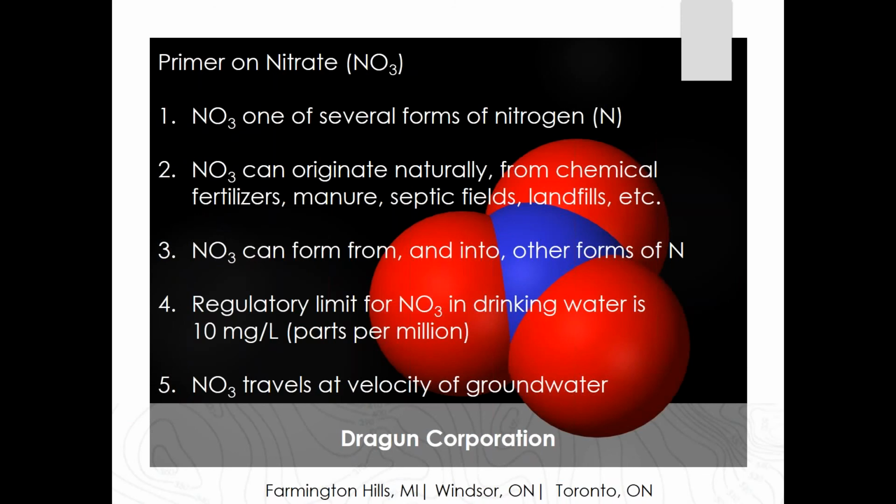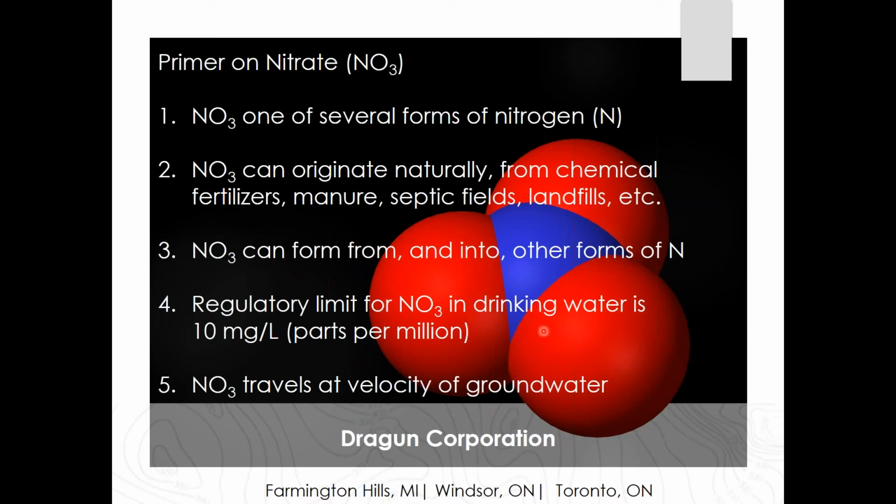This slide here is Nitrate 101. Nitrate has the chemical formula NO3. That means there's one nitrogen atom, which we see as the blue one, and 3 oxygen atoms attached to it. Nitrate can originate naturally in precipitation or from rocks. It can come from chemical fertilizers, from manure, from animals, from septic fields, from landfills, and other sources. Nitrate can form from and into other forms of nitrogen. So we're looking at the form of nitrogen which we commonly find in groundwater.